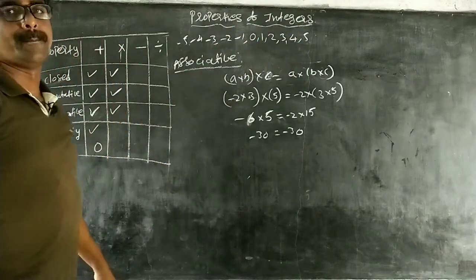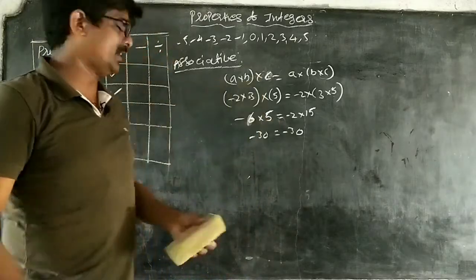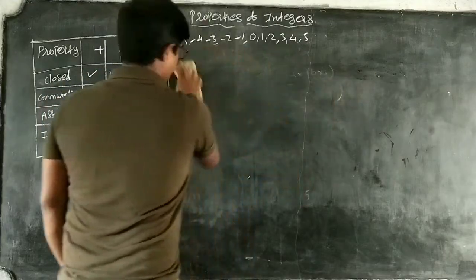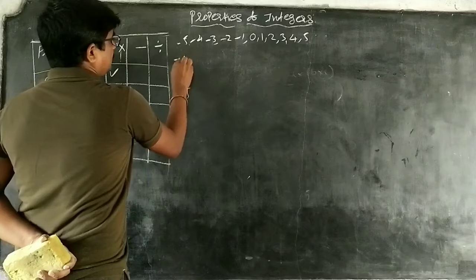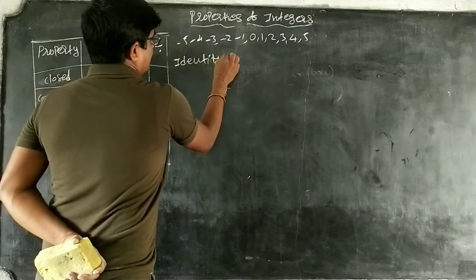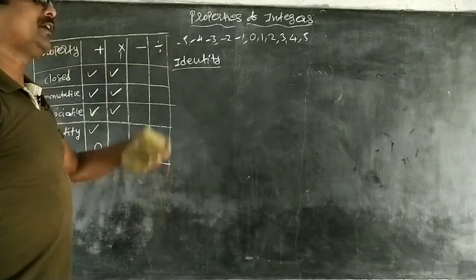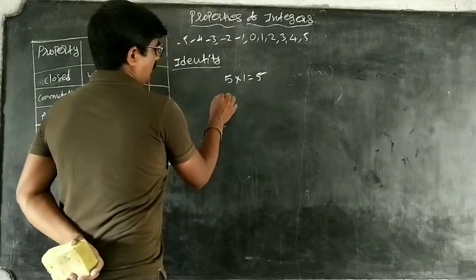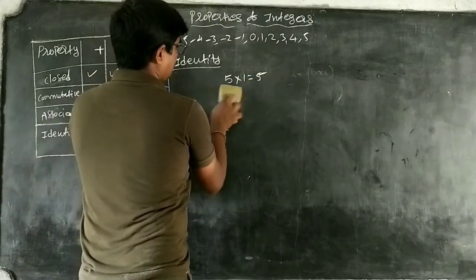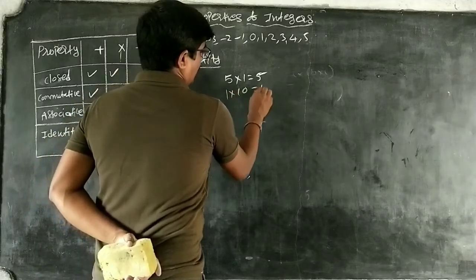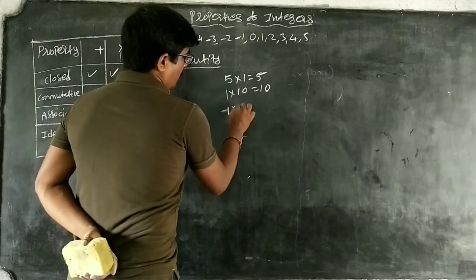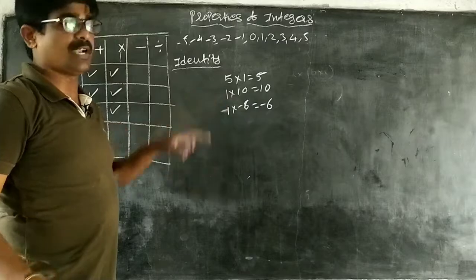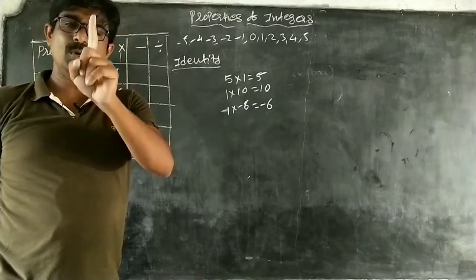So irrespective of order, this associative property under multiplication of integers is also satisfied. Associative after, next we are going for identity. What is the property? Identity. Here I have to take any integer. 5 into 1 is equal to 5. 1 into 10 is equal to 10. 1 into minus 6 is equal to minus 6. So 1 is the multiplicative identity.